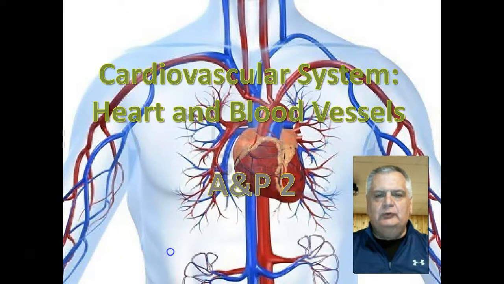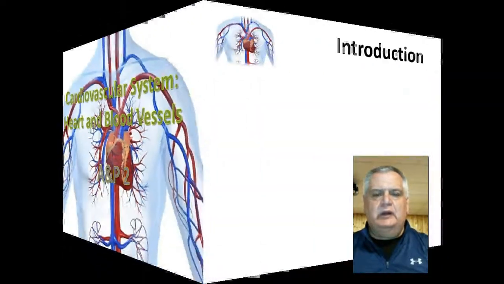System is composed of three main components: the heart, the blood vessels, and the blood. In this PowerPoint, we're going to spend our time working on the heart and blood vessels. So let's go ahead and get started.